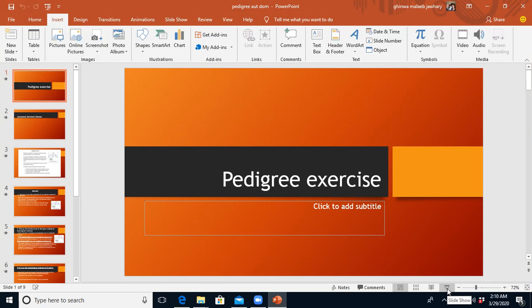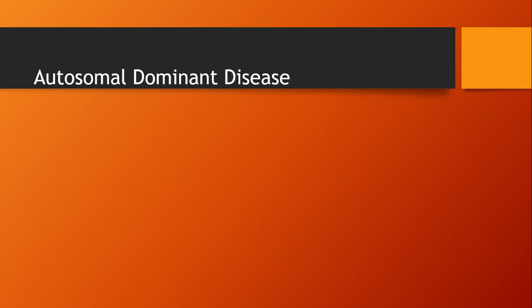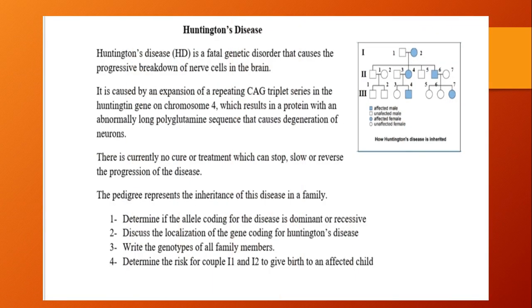Hi guys, I'm back for another exercise, also on the pedigree, but this time it's going to be dealing with an autosomal dominant disease, particularly Huntington's disease. Huntington's disease is a fatal genetic disorder that causes the progressive breakdown of nerve cells in the brain.